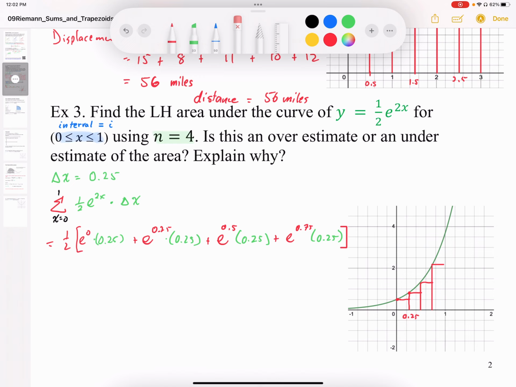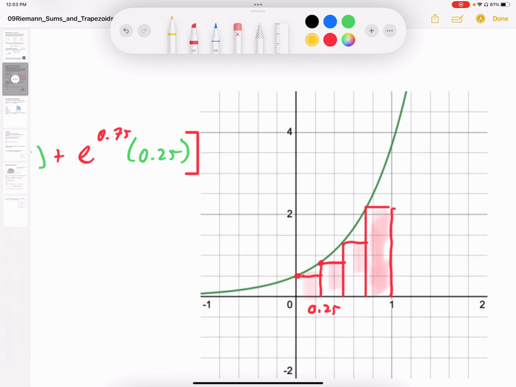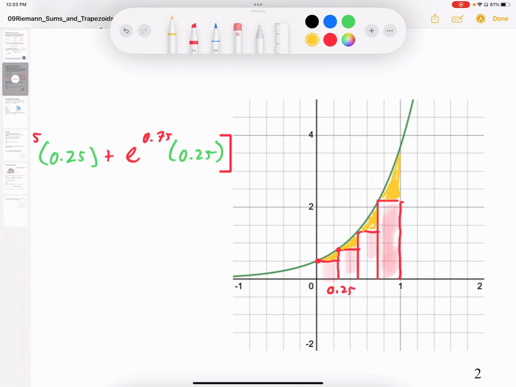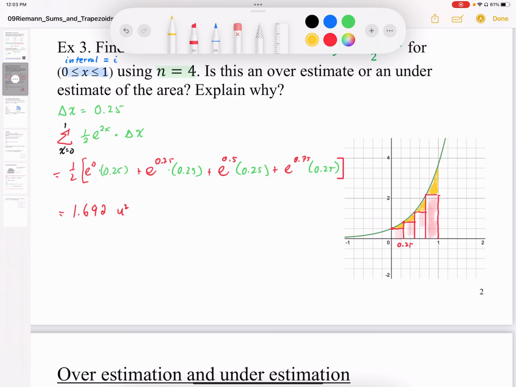When we sum this all up, we're going to end up with this whole sum equaling 1.692 units squared. And this area that we've summed up, which I'm going to shade in red, is this an over or under estimate? So by looking at the curve, we can see that because we chose the left edge, we are missing bits of area in here. So this is going to make the red area an underestimate of the actual area because we're missing that yellow area in there. So this is an underestimate.